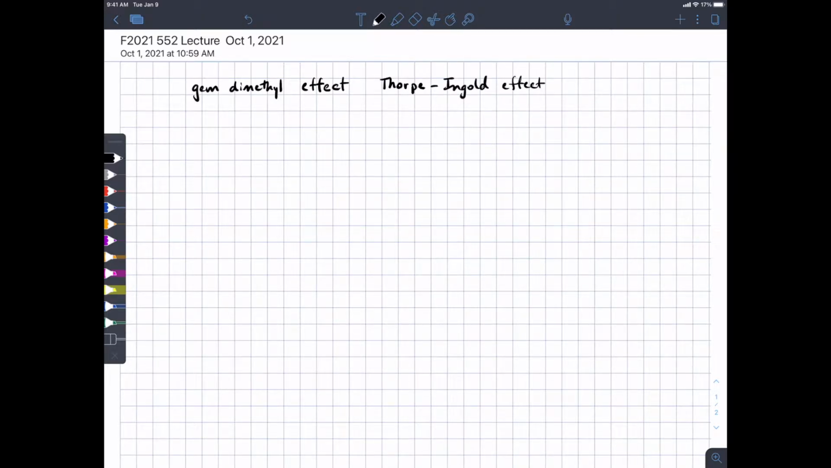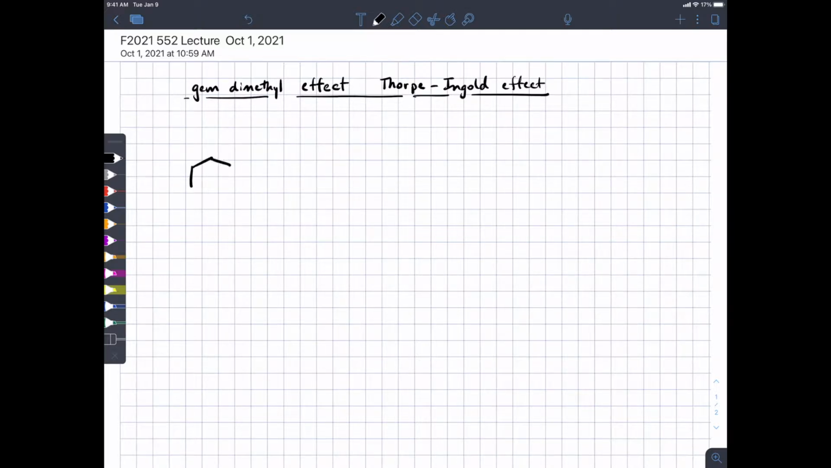If you want to use that, most people will maybe not know what you're talking about, but they'll assume you do because you know the names of those guys. And this is related to the idea that when you have two methyl or two alkyl groups on the same carbon, there are some unique things that happen.